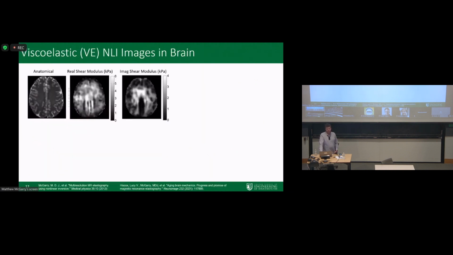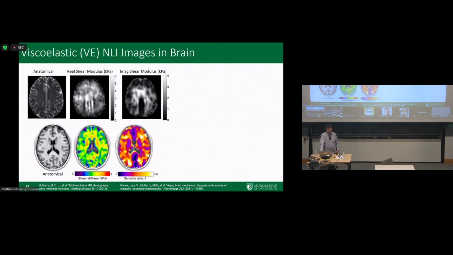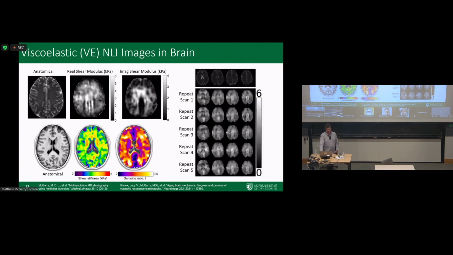So these are examples of the images that we get in brain. This is the real shear modulus and imaginary shear modulus, or the storage and loss, the parameters that describe those factors. And we can also parameterize these into different stiffness maps. So this is shear stiffness and damping ratio, and you can put them on different color maps. We can look at repeatability, so the same brain measured multiple times in a row should be around about the same. So that's one way of knowing that we're right.